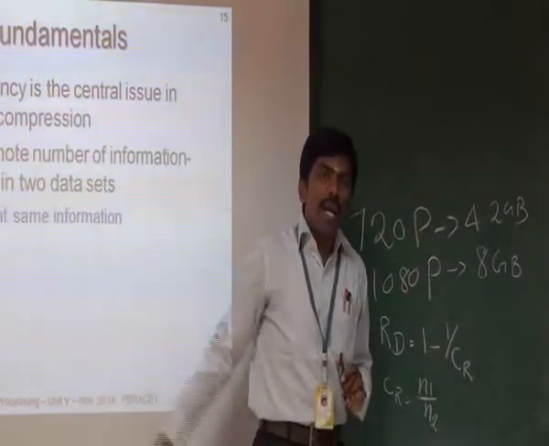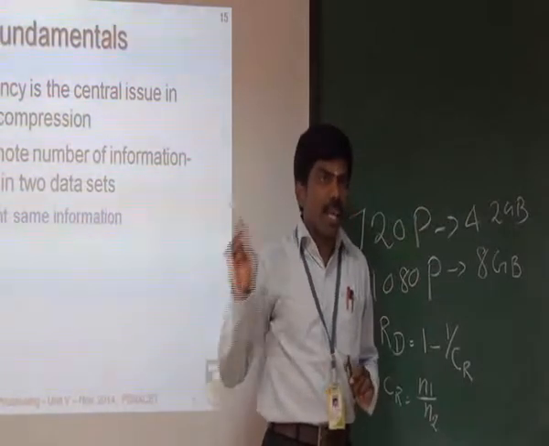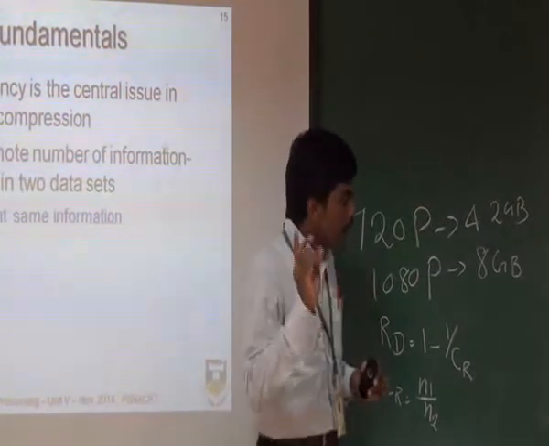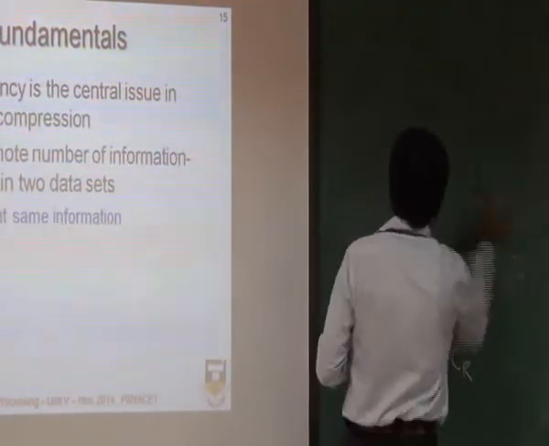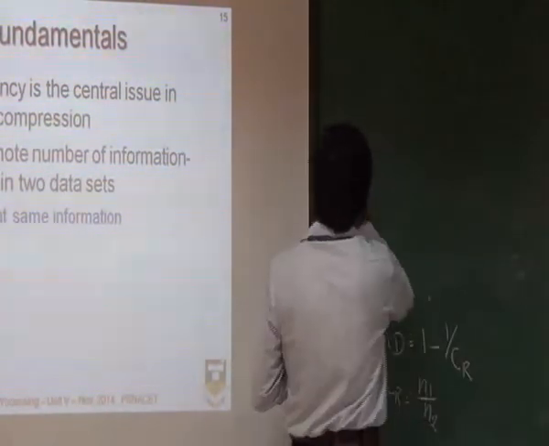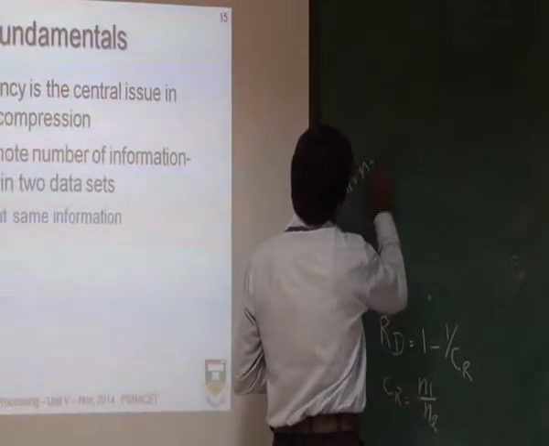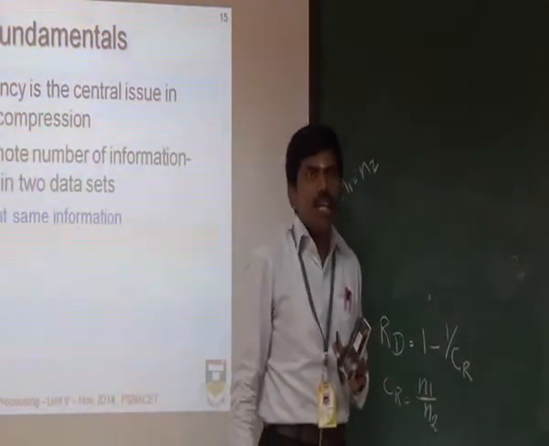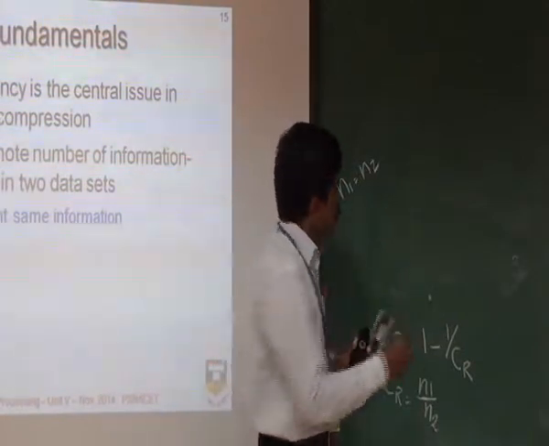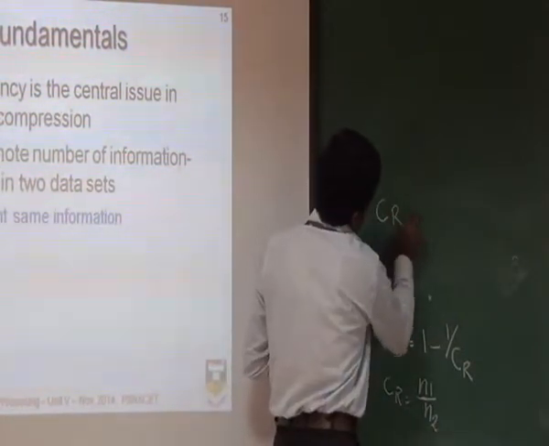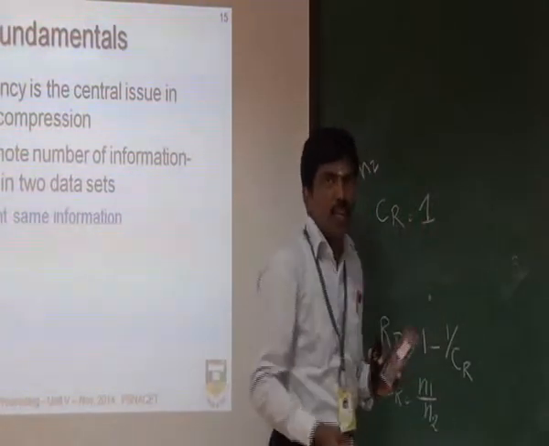Now I take the two data sets N1 and N2, and we can consider three different conditions. First condition: suppose N1 equals N2, so both have the same number of samples. What will happen? CR is 1, correct? Automatically N1 by N2 gives CR equal to 1.